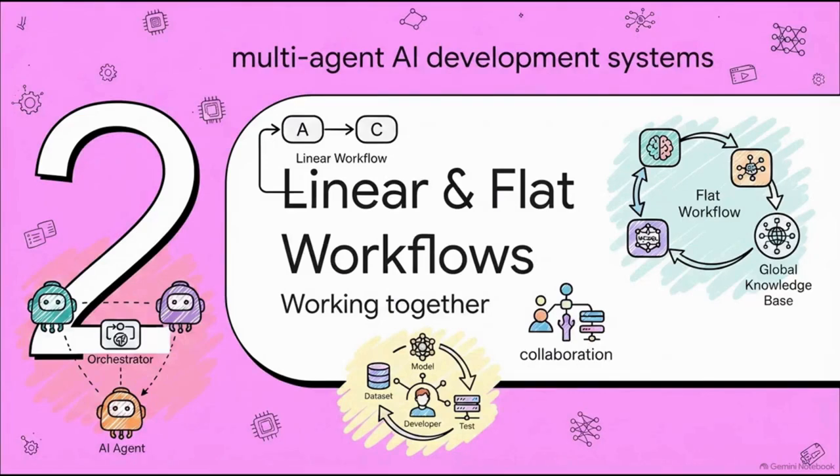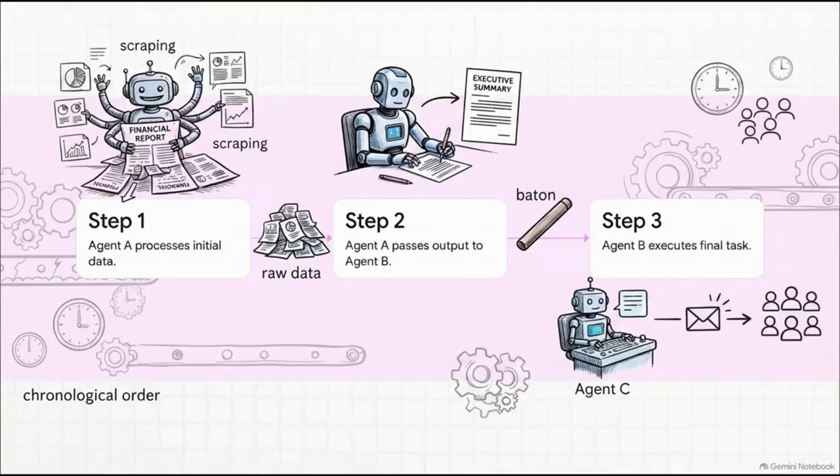Moving on to Section 2, linear and flat workflows. So this perfectly illustrates the sequential workflow. Just imagine a digital assembly line. Agent A scrapes a massive, messy financial report and then immediately hands that raw data right over to Agent B. Agent B writes up a clean executive summary and then passes the baton over to Agent C, who formats it and emails it out to the team. It is highly predictable, completely linear, and honestly, incredibly reliable. It's absolutely perfect when your tasks have to happen in a strict, unvarying chronological order.